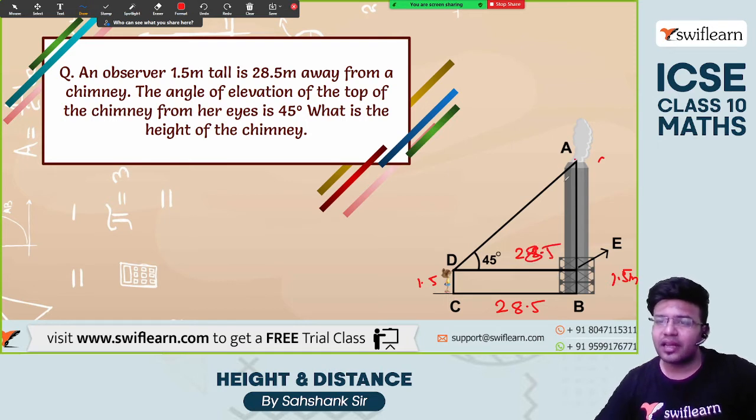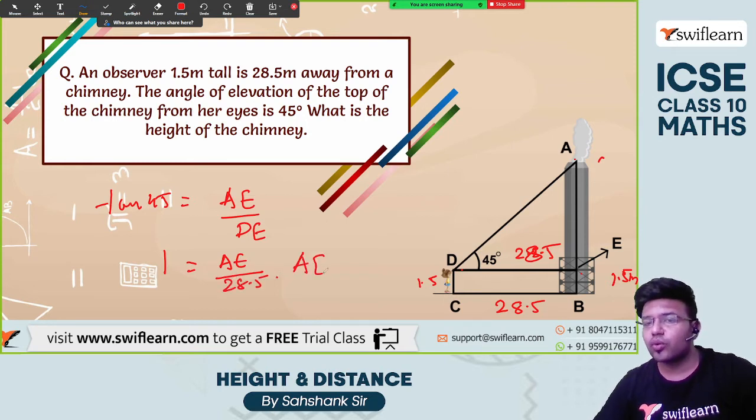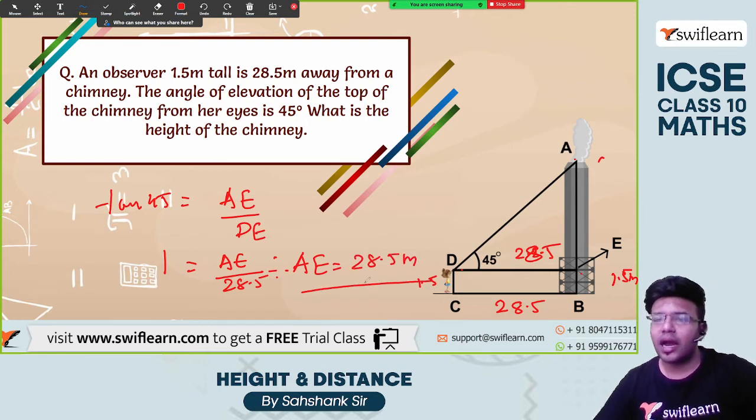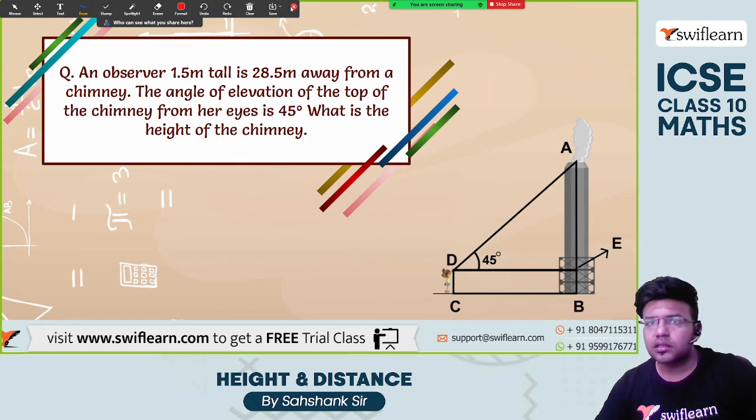Now from triangle AED, tan 45 is equal to AE by DE. Tan 45 is 1, equals AE by DE. The value of DE is 28.5. Therefore, AE is equal to 28.5 meters. Height of the chimney is AE plus BE, so add 1.5 more to this, we get 30 meters. This is the answer. This is the height of the chimney.